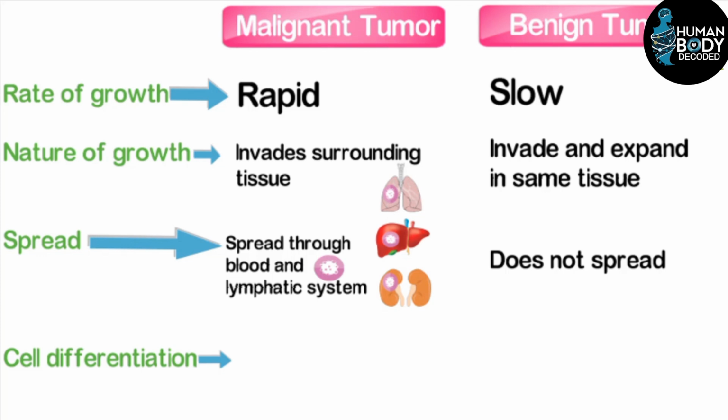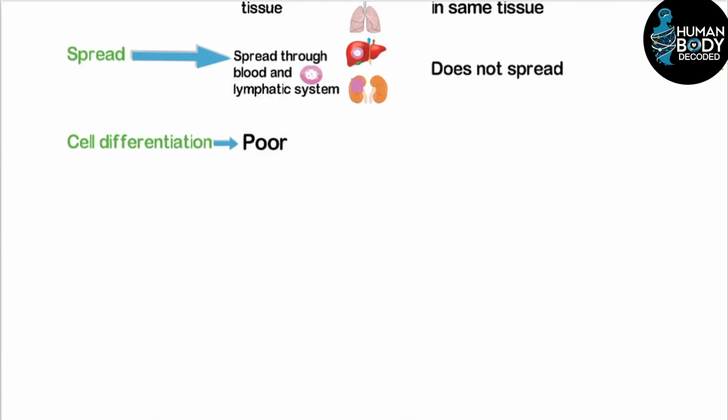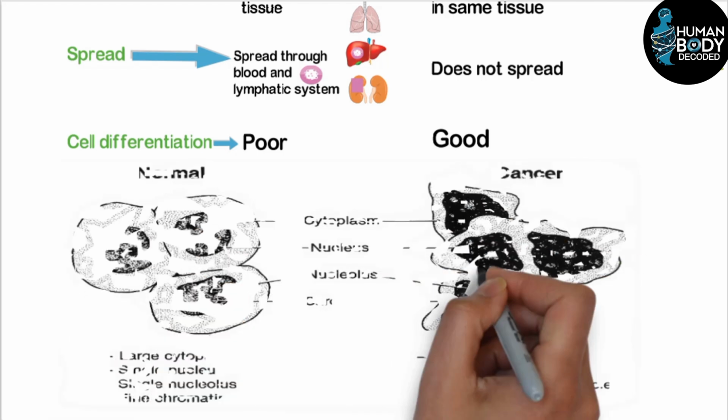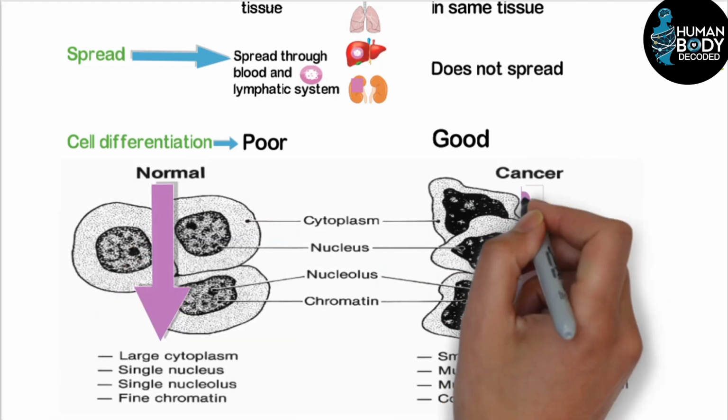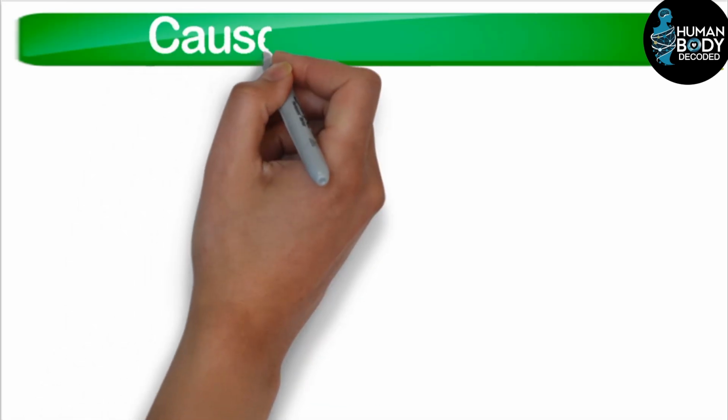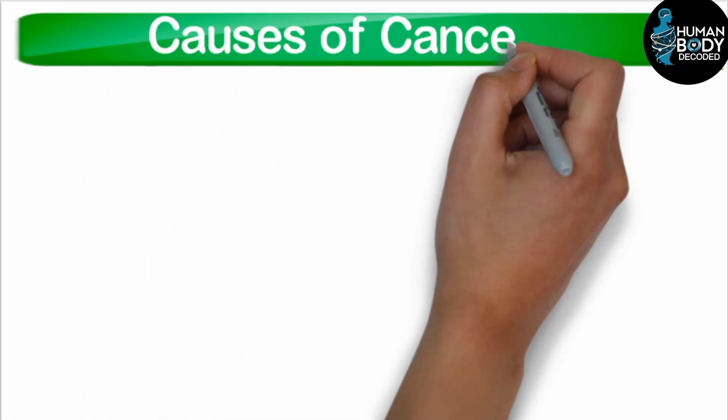The cell differentiation in malignant tumors is very poor. We cannot differentiate between the cells, but in the benign tumor, the cell differentiation is normal. In it, we can easily do it. Now, let's move on to the causes of cancer.